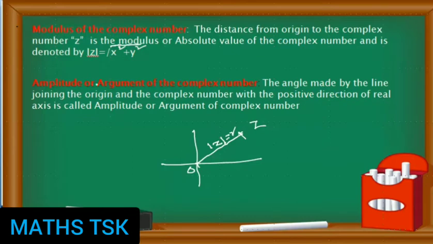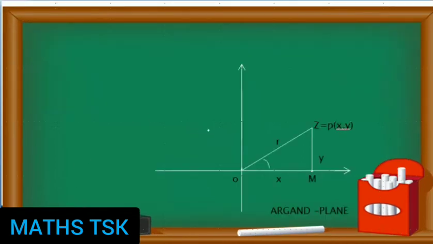Next, the amplitude or argument of the complex number: the angle made by the line joining the origin and the complex number in the positive direction of the real axis. This x-axis here is called the real axis. This is called the amplitude or argument of the complex number. Look into the diagram here. We call it theta. Theta is nothing but arg z.